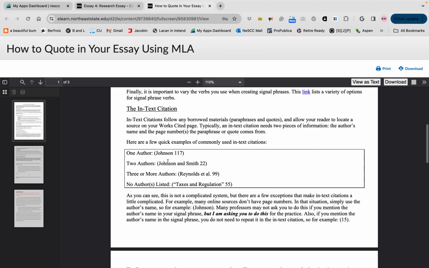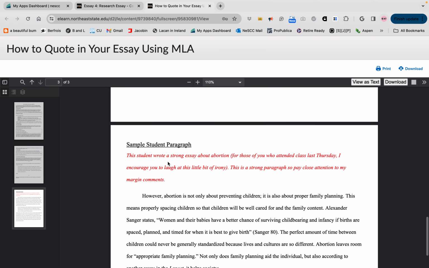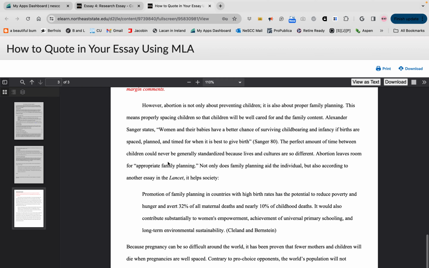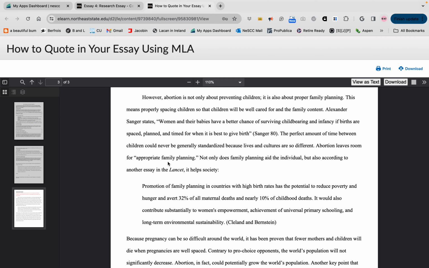So let's look at an example, and you can scroll down through this. This is an example of a body paragraph, and here are the things to pay attention to. Anytime, for example, you see "Alexander Sanger states," and then a citation, that should indicate to you that, oh, okay, this is borrowed material. This is not something that the person who wrote this necessarily thinks. They might agree with this, but clearly someone else wrote this. This is someone else's thoughts, ideas, arguments, etc.